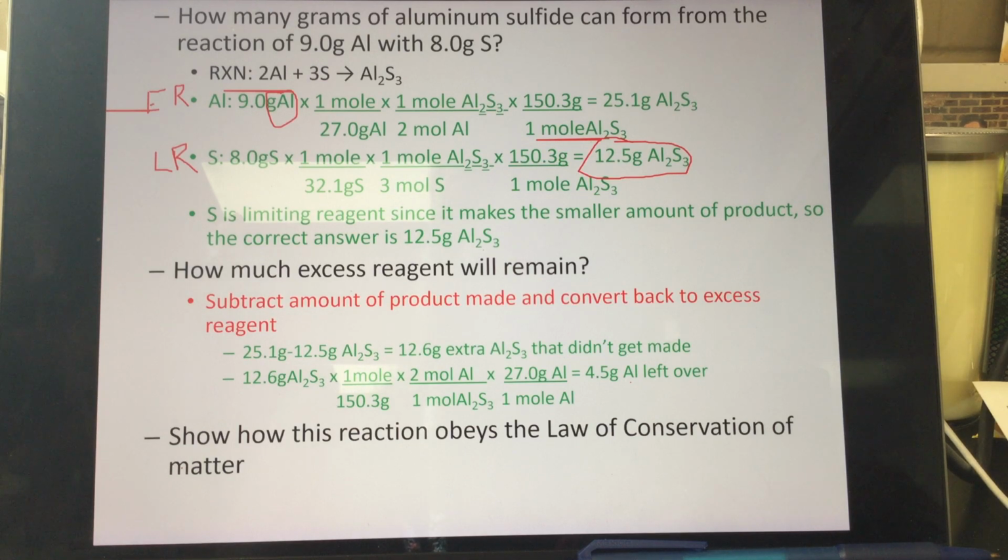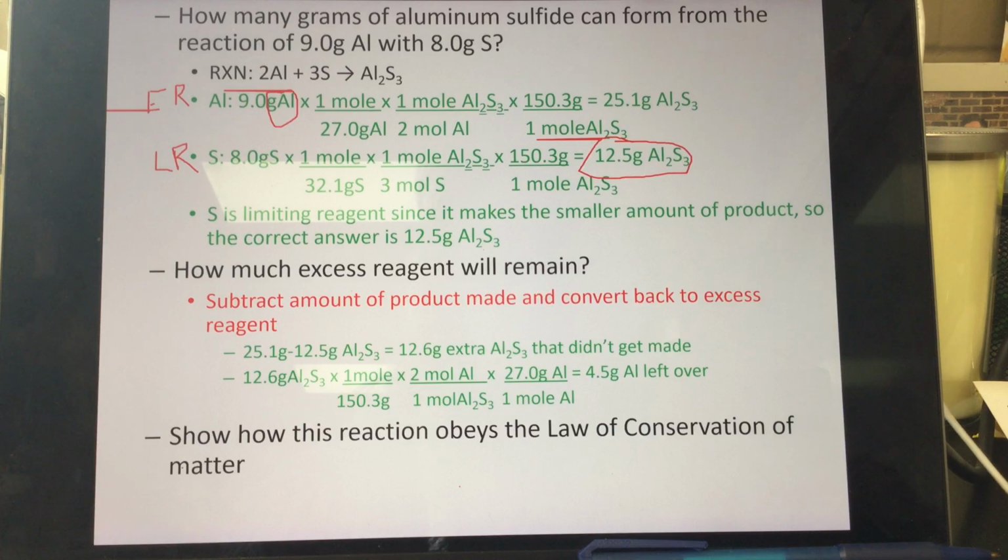So we made 12.5 grams of product. We don't have any more sulfur because that's all gone. That's what stopped the reaction from continuing, but we'll still have 4.5 grams of aluminum remaining. Now we can show how, like we've been saying since the beginning of the year, we cannot create or destroy matter. We have to obey the law of conservation of matter. So we can actually show how all of this obeys the law by comparing the amount of matter we had at the beginning of the reaction versus the amount of matter we had at the end of the reaction.